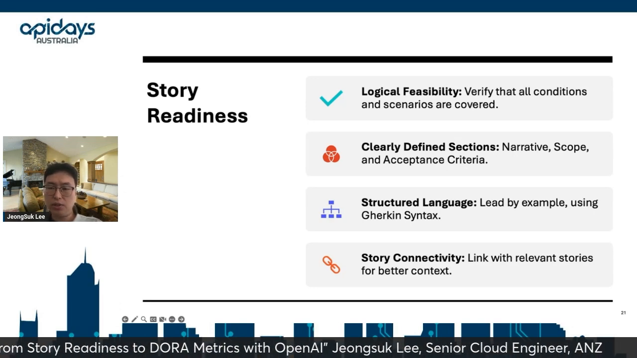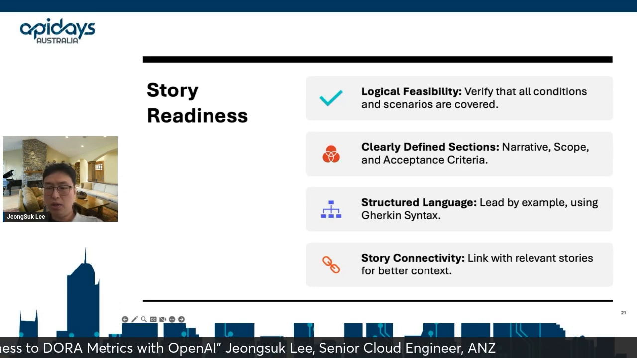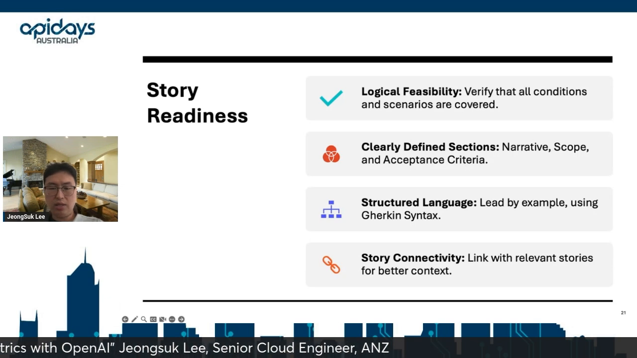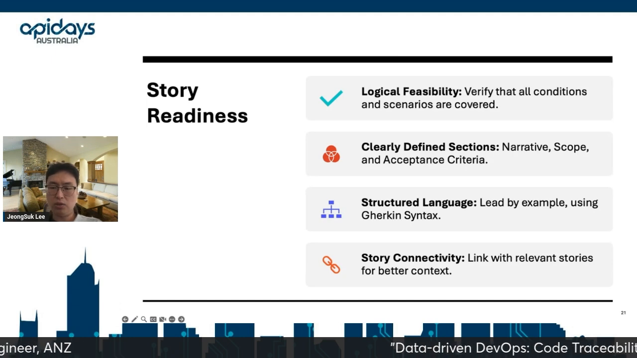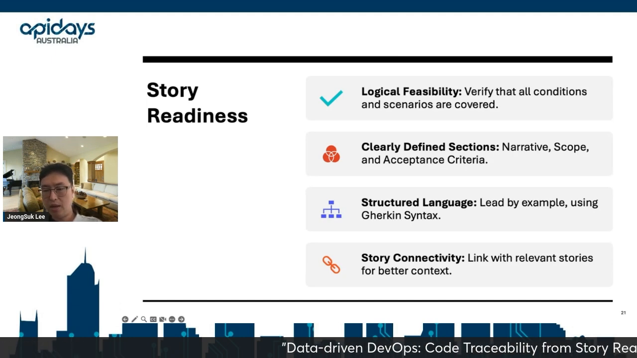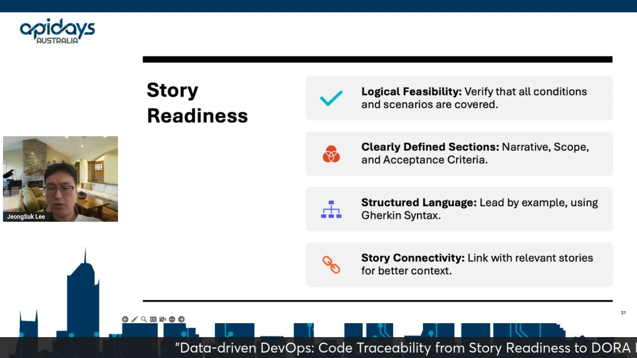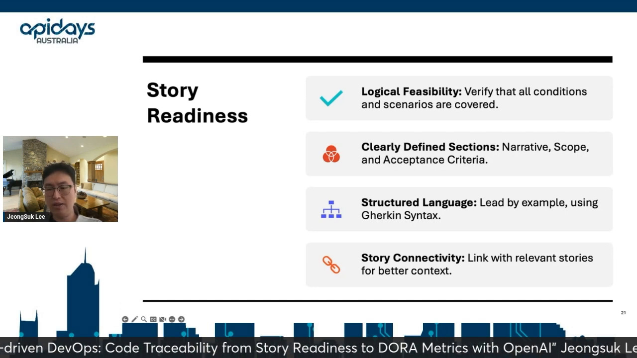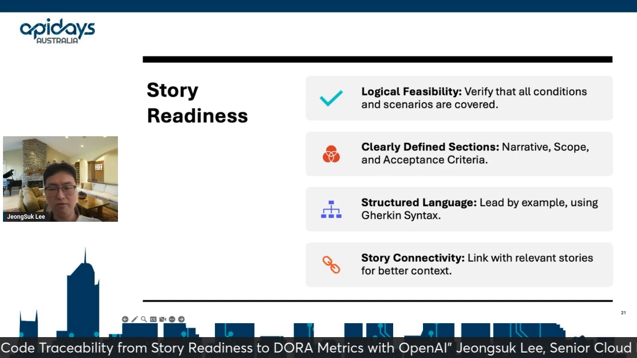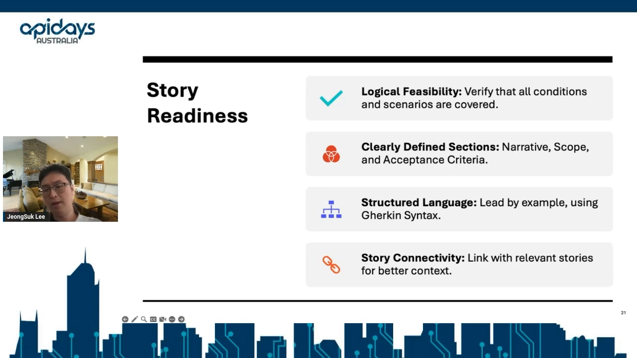The next two are related to story structure: clearly defined sections and structured language with working syntax. The last one is story connectivity. If a story provides related links from previously delivered stories, it would be really helpful for engineers to understand the stories.